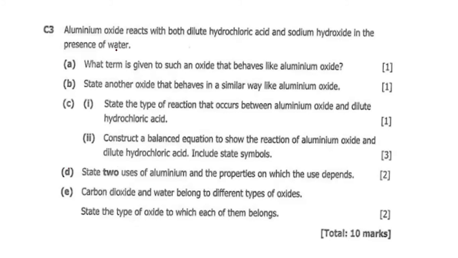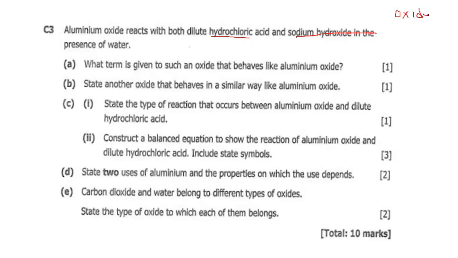So aluminium oxide reacts with both dilute hydrochloric acid and sodium hydroxide in the presence of what? Water. So now, what term is given to such an oxide that behaves like aluminium? Now, aluminium here, it is reacting with both what? The acid and also sodium hydroxide. So such oxides, now remember, let's take a quick history about the oxides. So we can talk about oxides. Let's just write this, oxides.